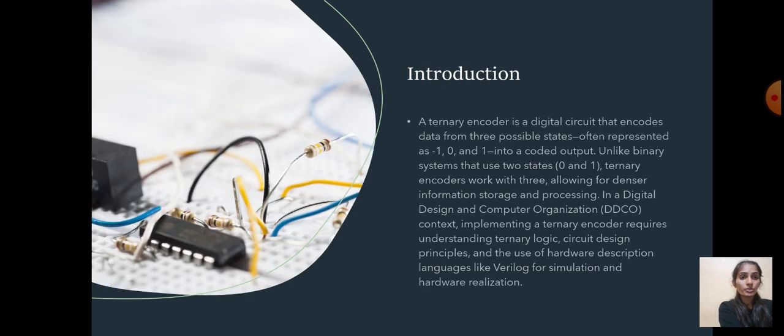Introduction about the given topic. A ternary encoder is a digital circuit that encodes data from three possible states, often represented as -1, 0 and 1, into a coded output. Unlike the binary system that uses two states, 0 and 1, ternary encoders work with three, allowing for denser information storage and processing. In a DDCO context, implementing a ternary encoder requires understanding ternary logic, circuit design principles, and the use of hardware description languages like Verilog for simulation and hardware realization.